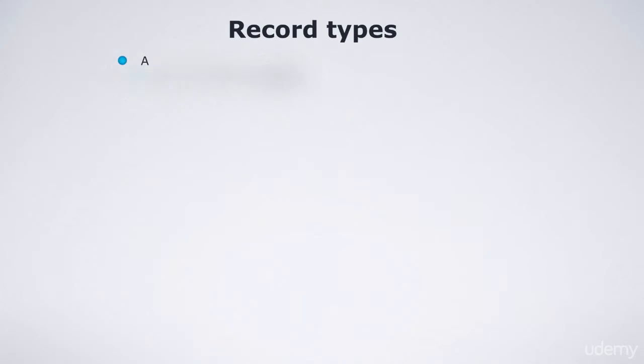First of all, the most common record is an A record. This is the record that maps a name to an IP address. When you go to www.udemy.com, there is an A record in the zone file of the domain udemy.com. This A record is named www and it points to the IP address of the Udemy web server.